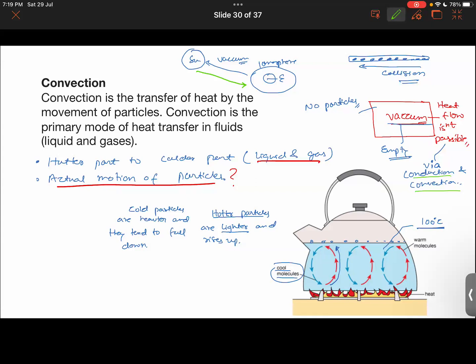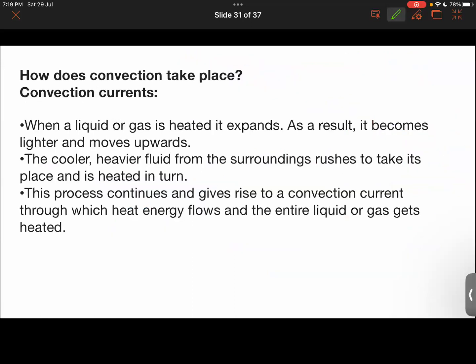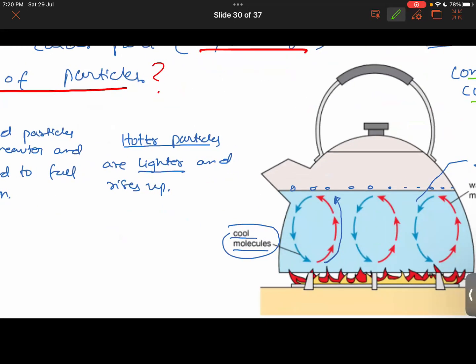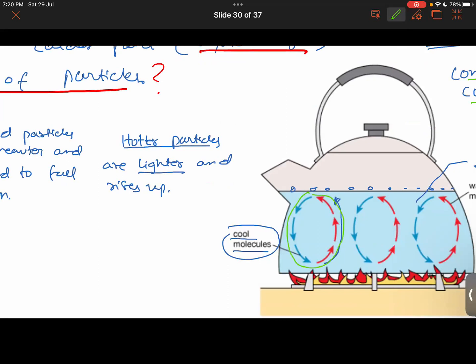Now let's talk about convection in different mediums, basically liquids and gases. We know it can take place in liquids and gases. How convection takes place, you are already aware now, so no need to discuss that again. Remember the last point here: the process of movement of the particles continues and gives rise to a convection current. This circular motion of the particles generates a type of current called convection current. That is very important here.